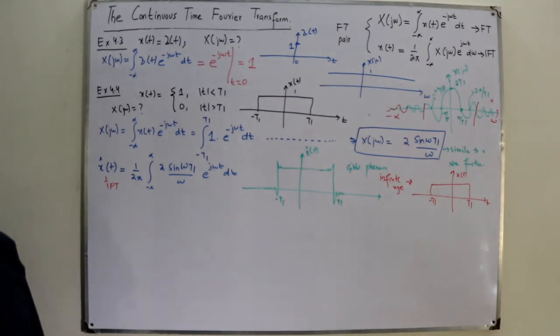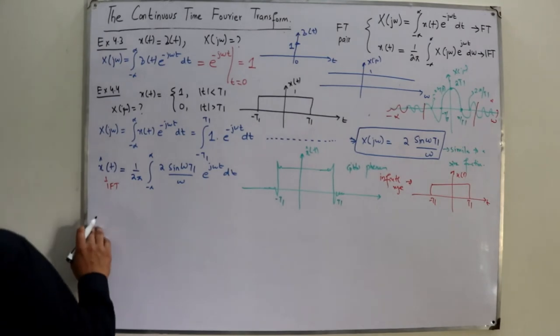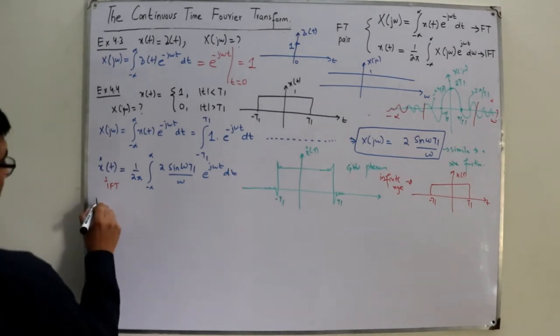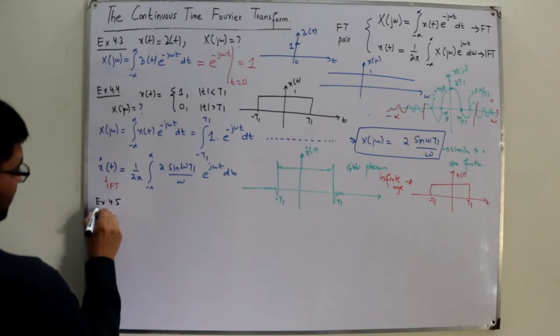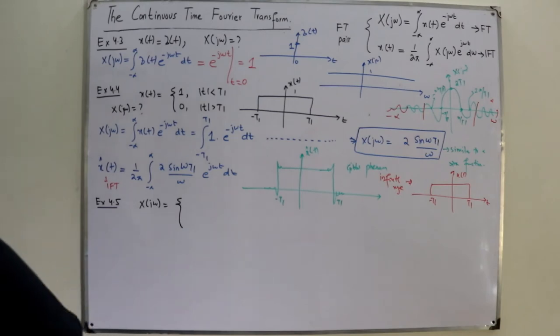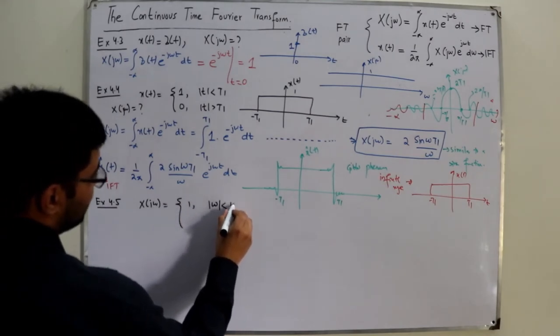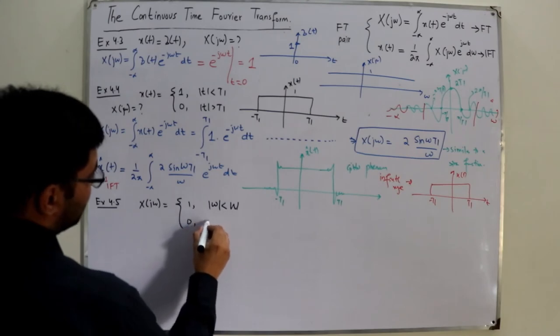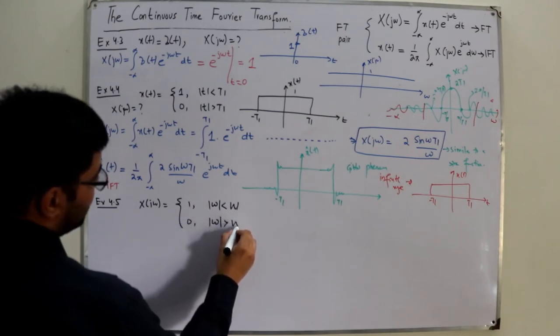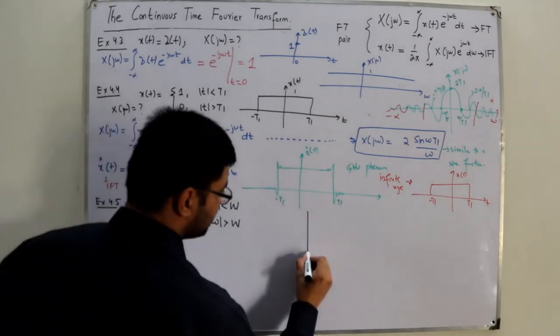Let's have the last example. And what does it say? It is the exact opposite to what we have seen over here. Example 4.5. X of j omega is given. It's 1 for omega's magnitude less than some value W, and it's 0 otherwise, that is omega's magnitude greater than W, which means we have the same signal like that.